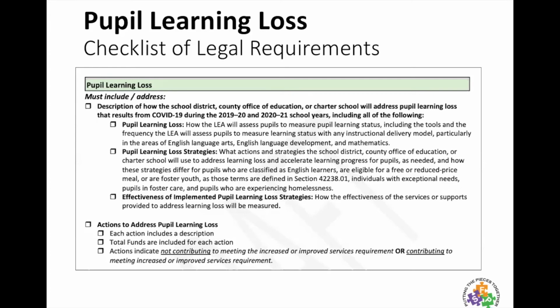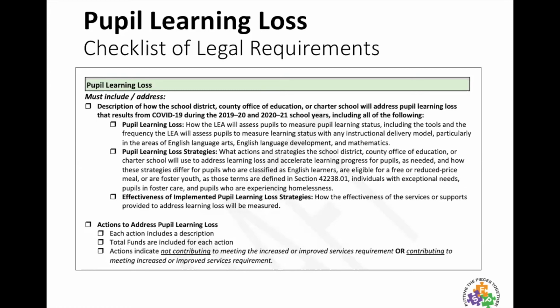For the second prompt that is included in this section, LEAs must describe the actions and strategies they will use to address learning loss and accelerate learning progress for pupils as needed. LEAs must also specify how these strategies differ for English learners, low-income students, foster youth, and individuals with exceptional needs, and students experiencing homelessness.